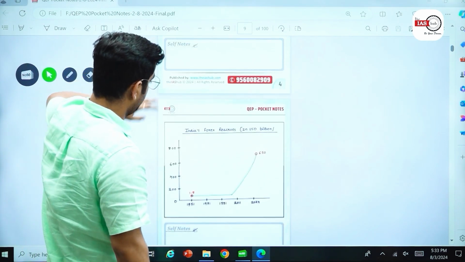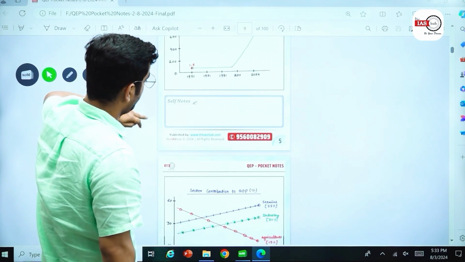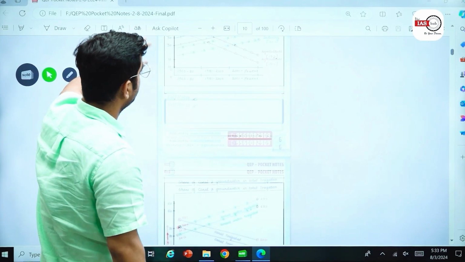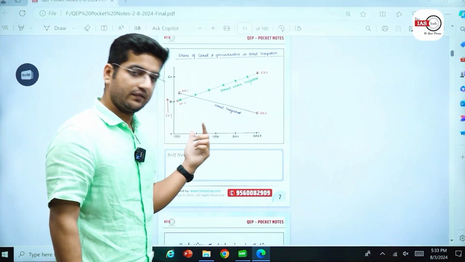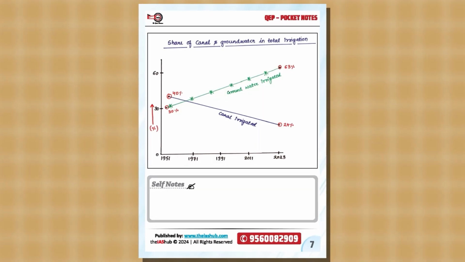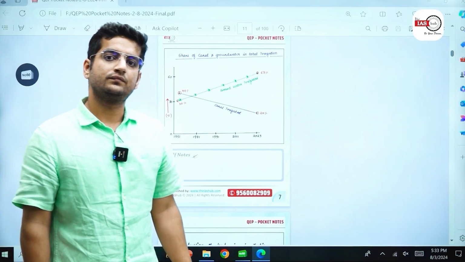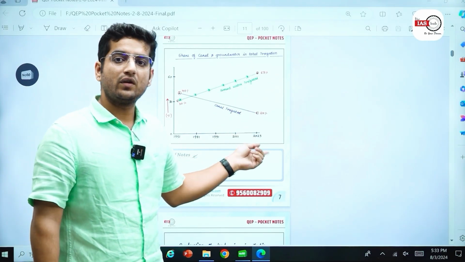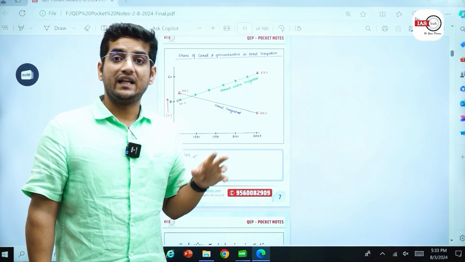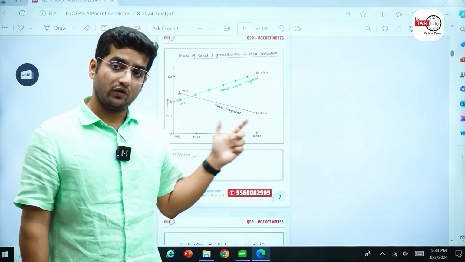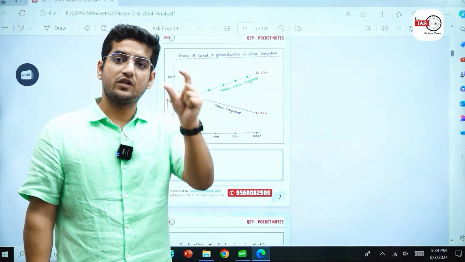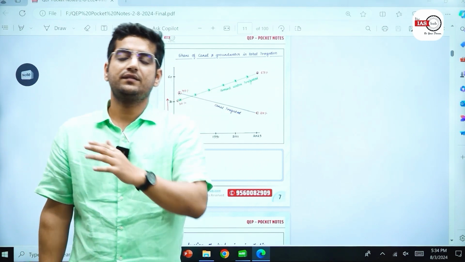Let's move forward. Similarly, forest reserves, sector contribution of GDP, share of canal and groundwater in total irrigation. Now this chart, do you think that this is important only for irrigation? No, it is important for environment topic also. It can be important for irrigation, of course. It can be a topic for agriculture, because various types of irrigation is a specific topic in GS3.